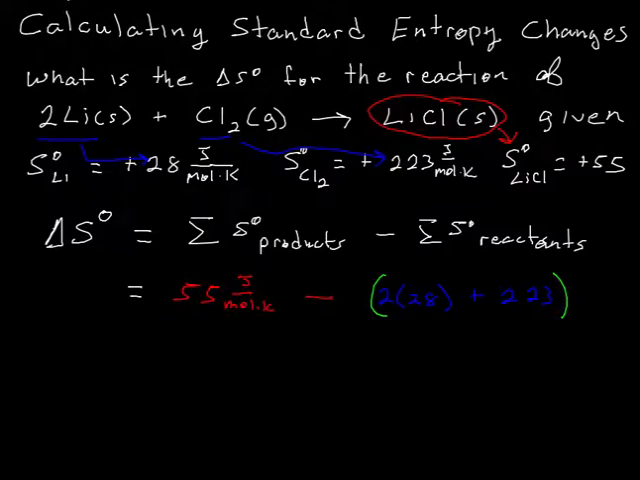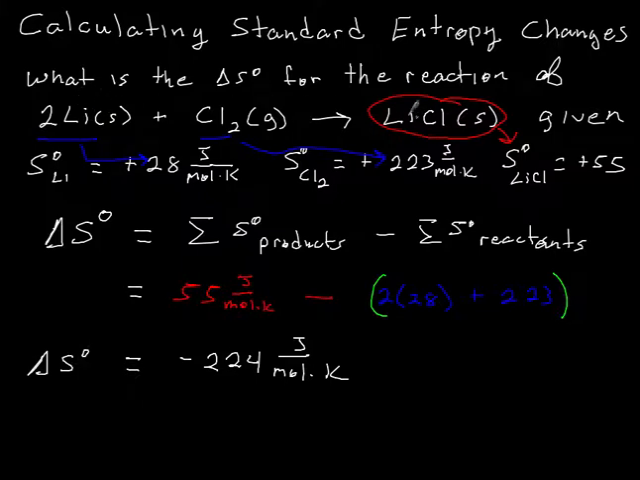When you punch that into your calculator and solve, you get negative 224 joules per mole Kelvin. That is the standard entropy change for this reaction. Okay, and so that's it.